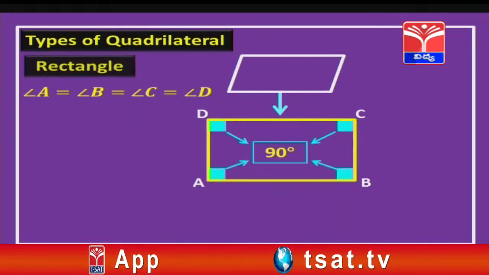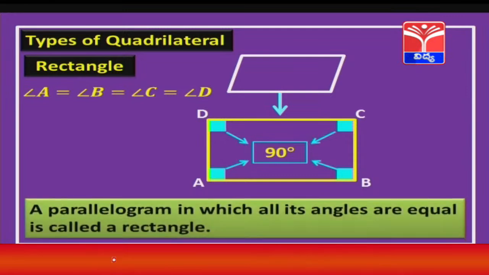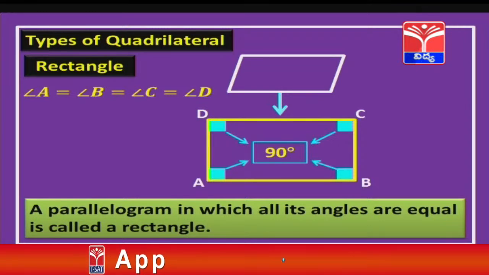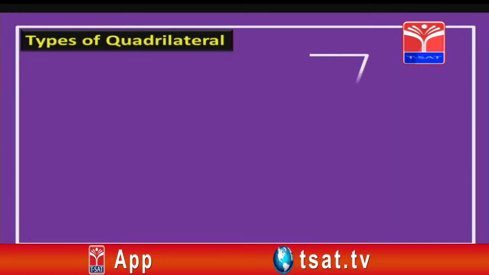So, such type of parallelogram, okay, it is actually a parallelogram, which is one type of quadrilateral. Now, this type of parallelogram is called a rectangle. So, how do you define a rectangle, children? A parallelogram in which all its angles are equal is called a rectangle. So, already parallelogram means opposite sides are equal. Apart from that, if all the angles are also equal and equal to 90 degrees each, we call it a rectangle. Let us move on to our next type.